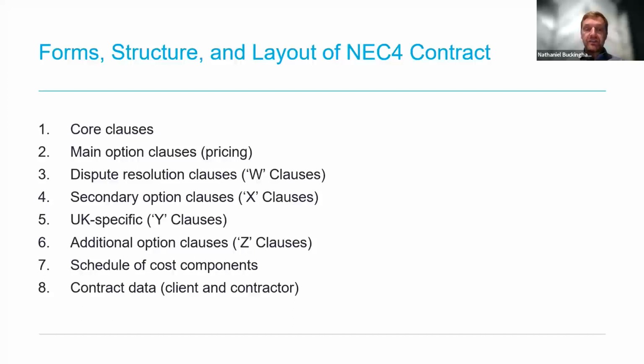Then additional clauses are known as Z clauses and are usually used to amend a contract where desired, for example, with respect to design responsibility or additional compensation events or treatments. There are no standard form drafted Z clauses, but developers and contractors, and particularly their lawyers, who regularly use NEC contracts, will no doubt have a bank of standard Z clauses that can be proposed and deployed as appropriate.